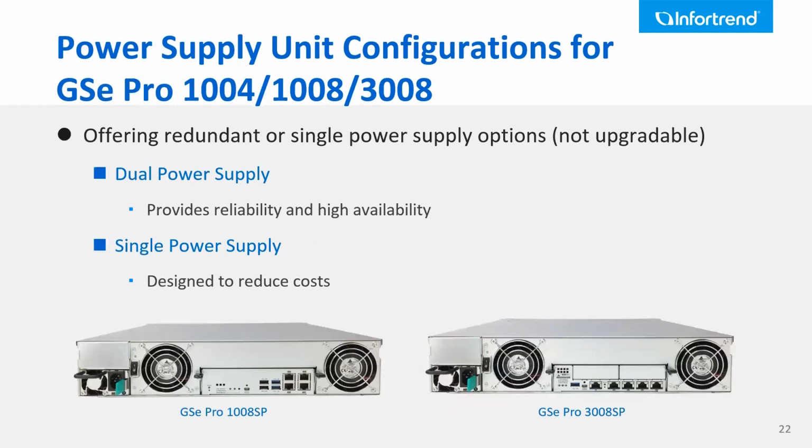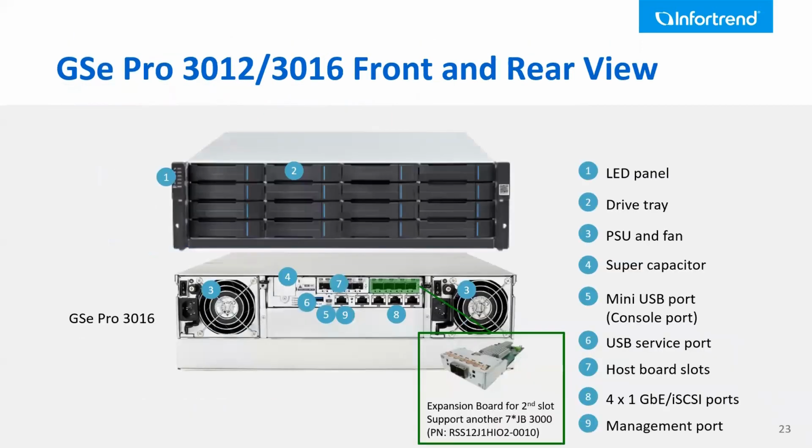The 12 bay, 16 bay 3000 series come only in dual PSU configuration. The single power supply is designed for reducing the cost, while the dual power supplies can provide reliability and high availability. Lastly, the rear and front panel view of GSe Pro 3012, 3016. Kindly note that the second expansion slot can support another 7 JBOD 3000 expansion enclosures.